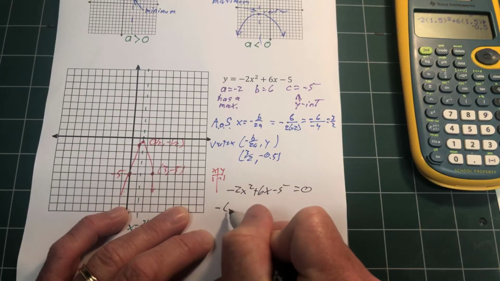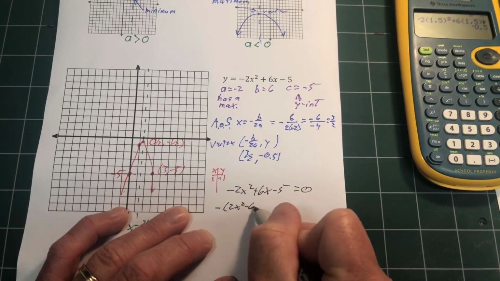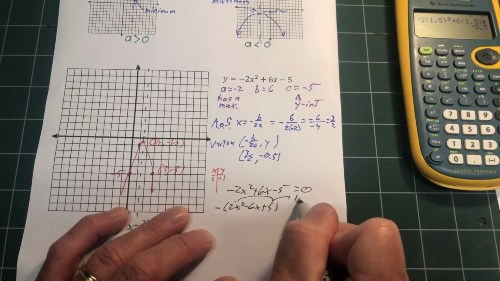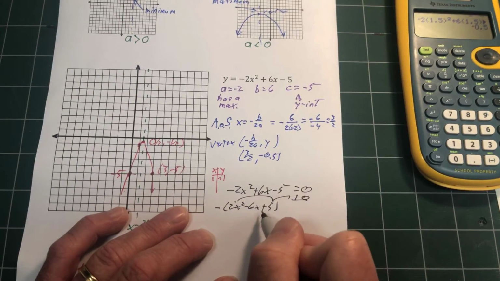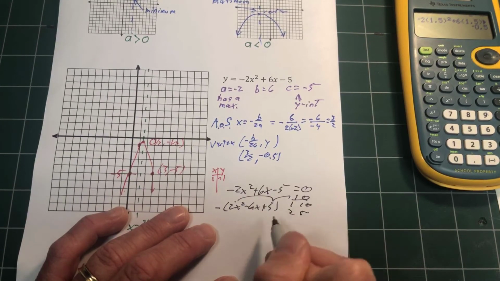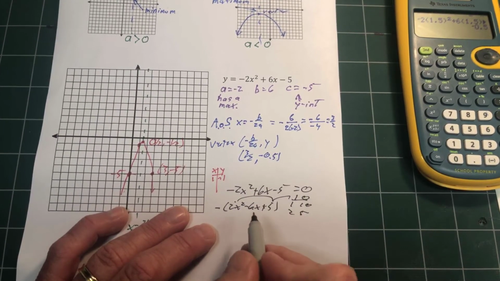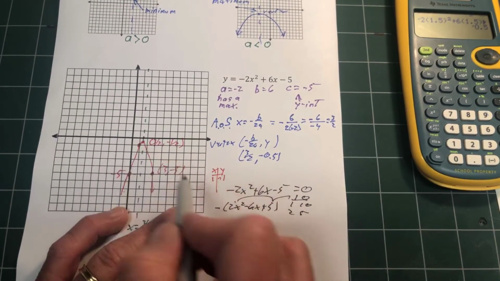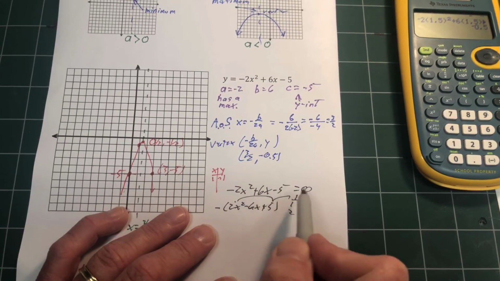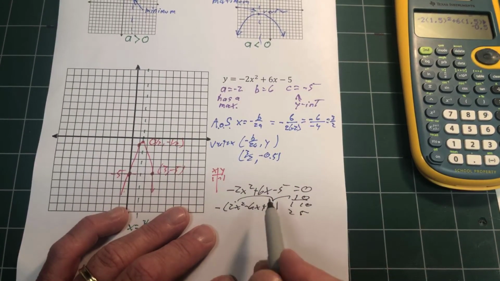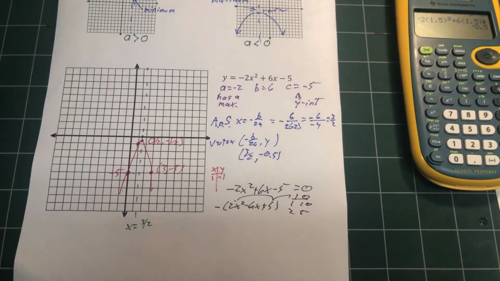2 times 5 is 10. Factors of 10 that add up to 6: 1 and 10, nope, 2 and 5, nope. It doesn't have any. It's prime. I can't factor it, so I can't find any zeros that way. And that's what happens if I try. But just because you can't factor it doesn't mean it doesn't cross the x-axis.